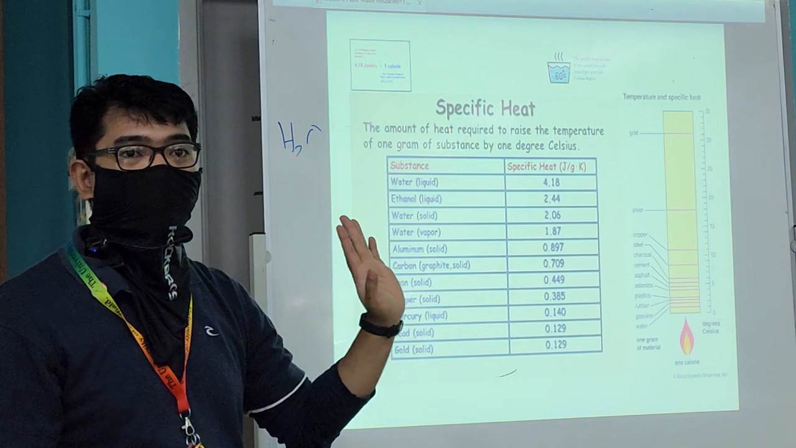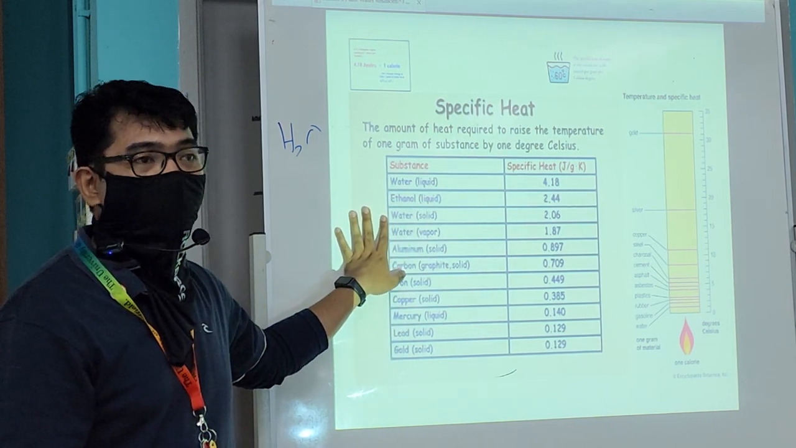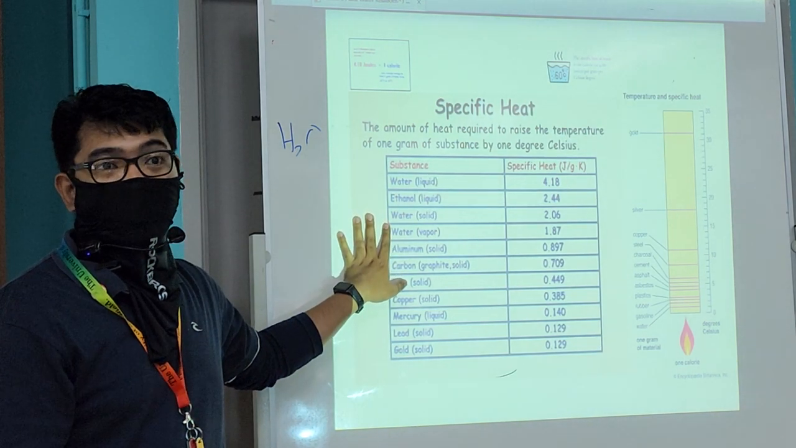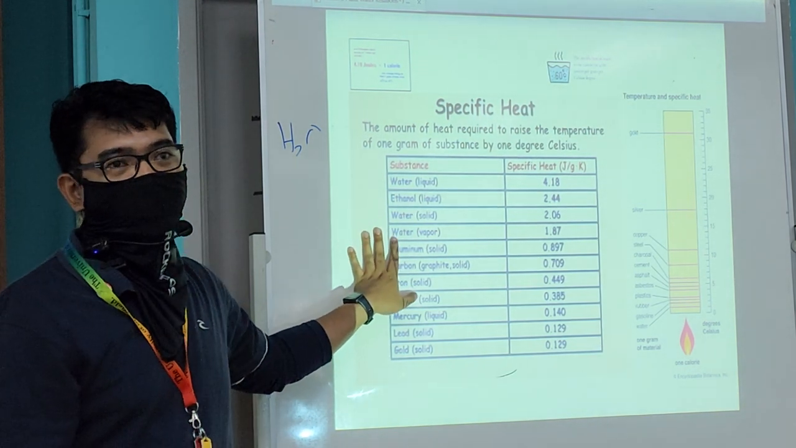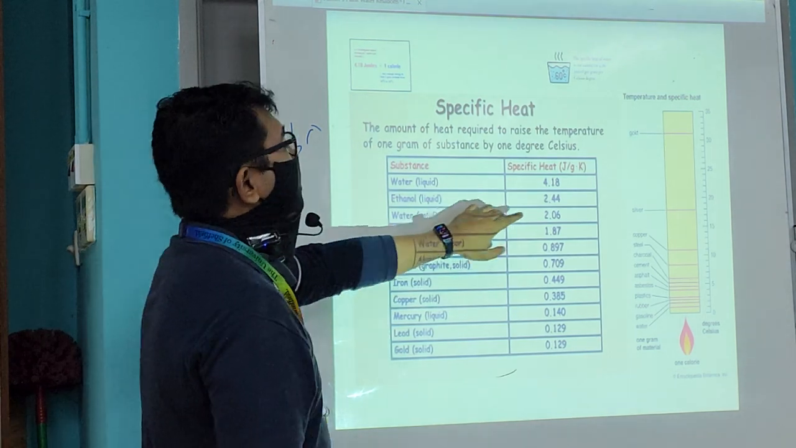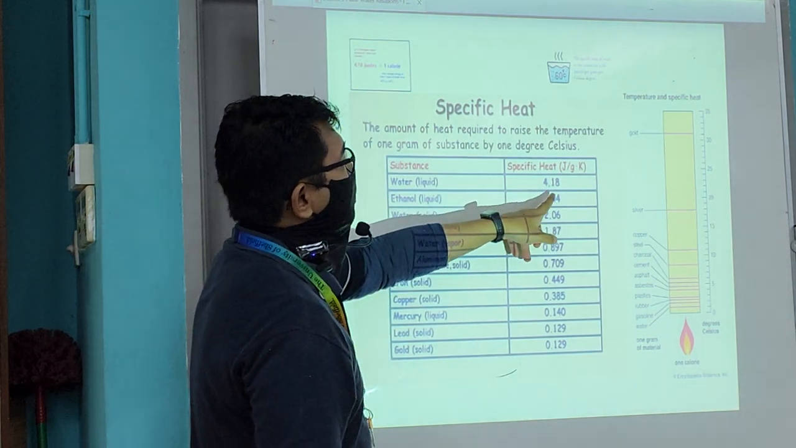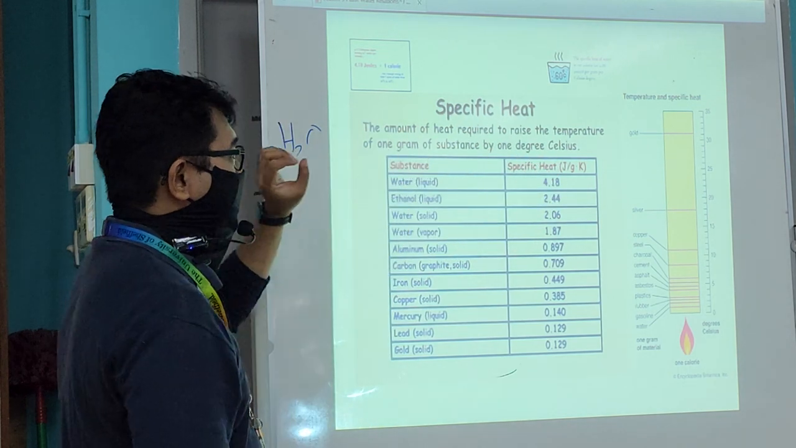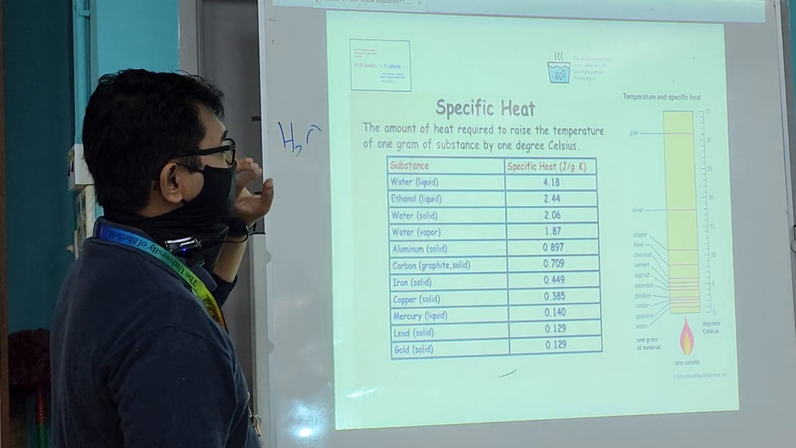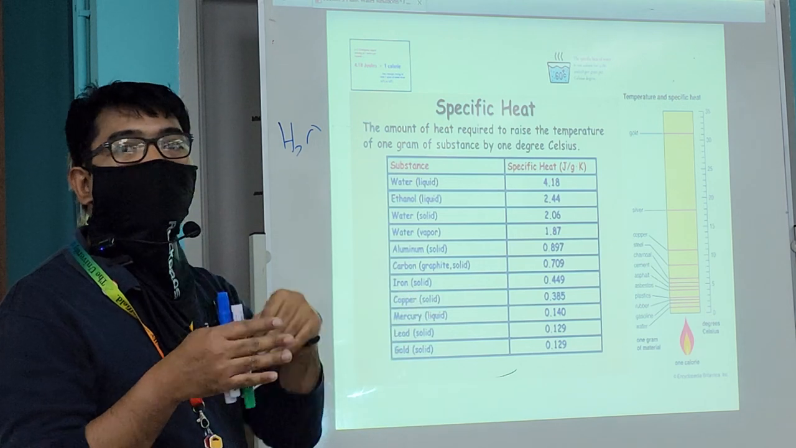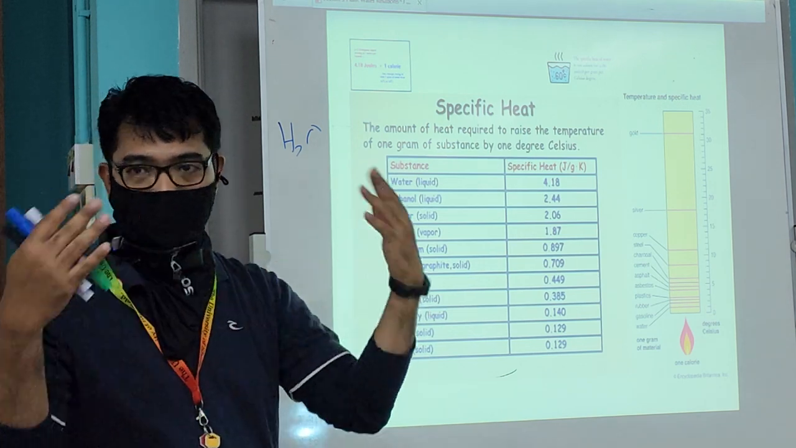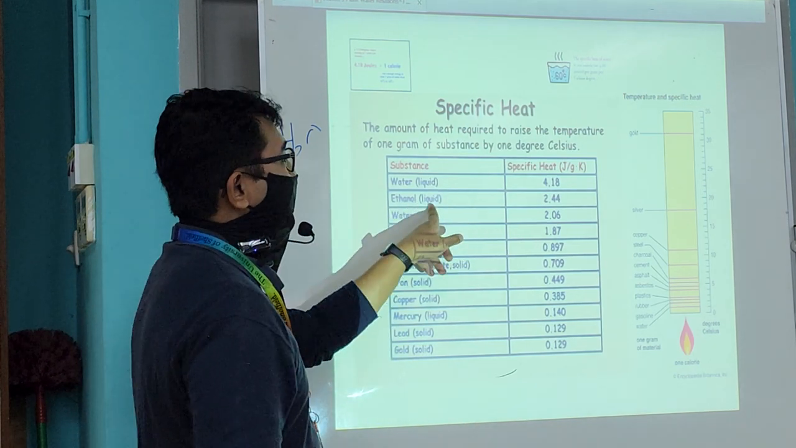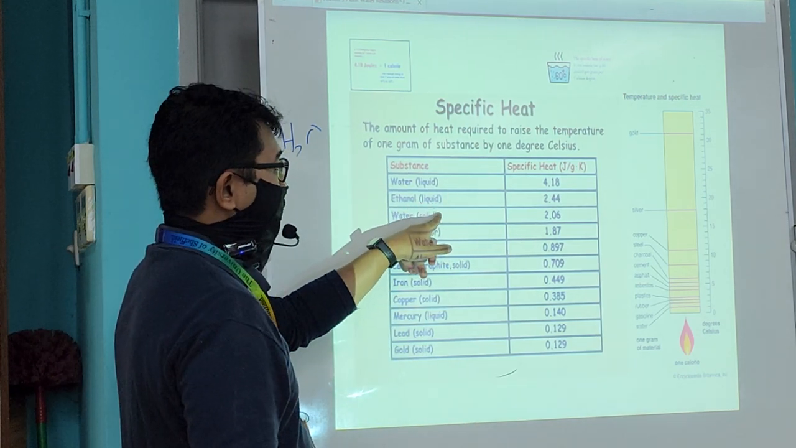Water is not flammable, but ethanol is. However, to increase the temperature of water, more energy is needed. And still, it is not flammable. Okay? So what is meant by this is, 4.18 is the amount of energy needed to increase the temperature of it by 1 degree Celsius. Okay? So, half of the energy is needed for the ethanol.